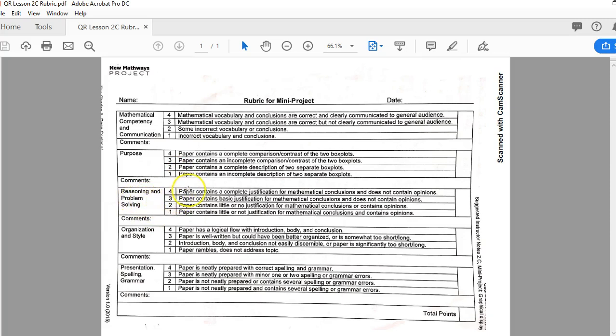Reasoning and problem solving: the paper contains a complete justification for mathematical conclusions and does not contain opinions. On organization and style, the paper has a logical flow with an introduction, body, and conclusion. And then finally, the paper is neatly prepared with correct spelling and grammar.